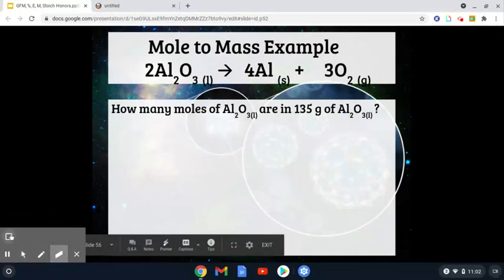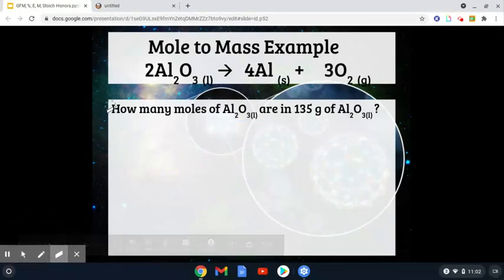Okay, so now I would like you to pause this video and try this problem on your own. How many moles of aluminum oxide are in 135 grams of aluminum oxide? So don't forget, when you're calculating the gram formula mass, you take the mass of aluminum times 2, plus the mass of oxygen times 3, and that would give you your GFM. So please pause this video and unpause it when you're done to check your work.